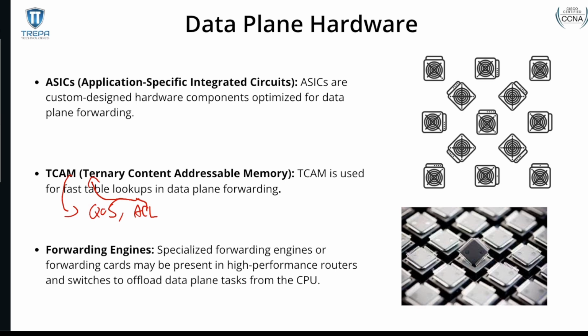And then, of course, we have our forwarding engines. So this is like our forwarding information base, like our Cisco Express Forwarding. These are specialized forwarding engines or forwarding cards that may be present in high-performance routers and switches to offload data plane tasks from the CPU, if that's what's happening, right? If we have a router or switch device using the CPU for some data plane functions.